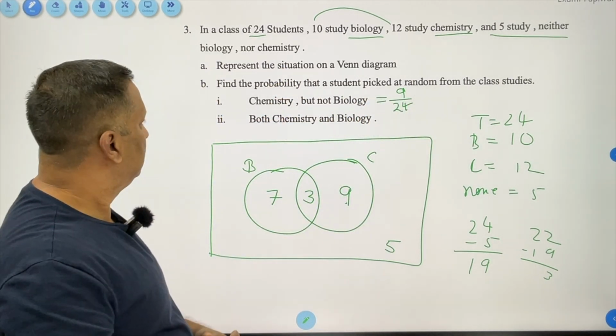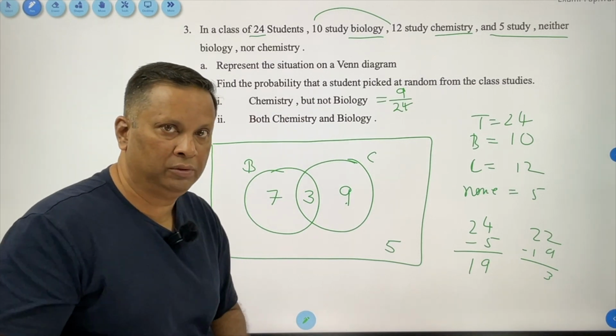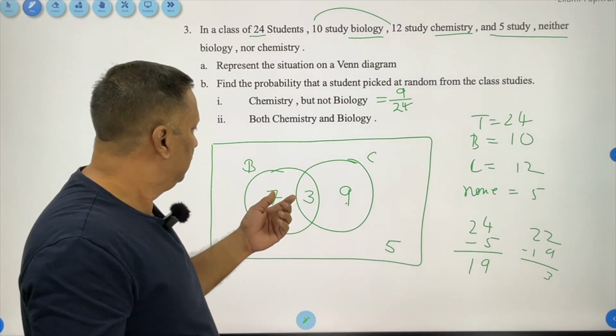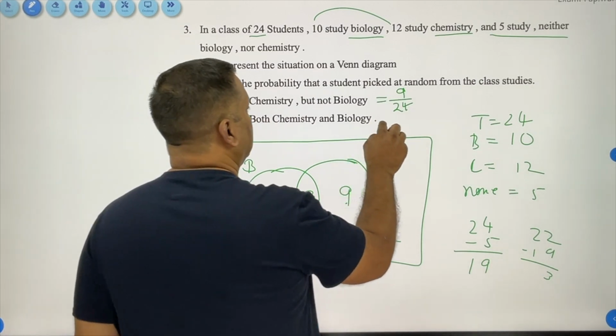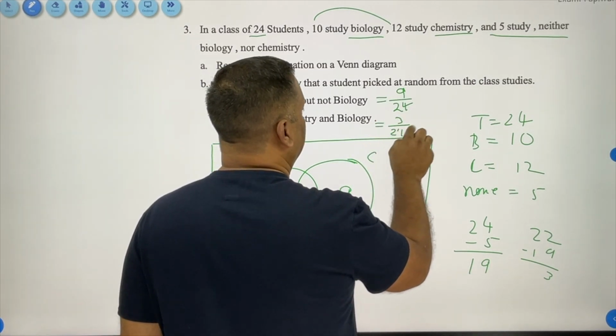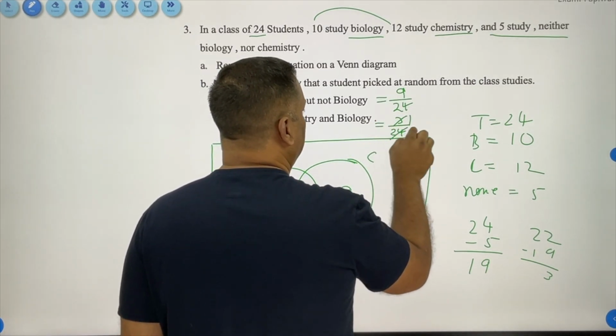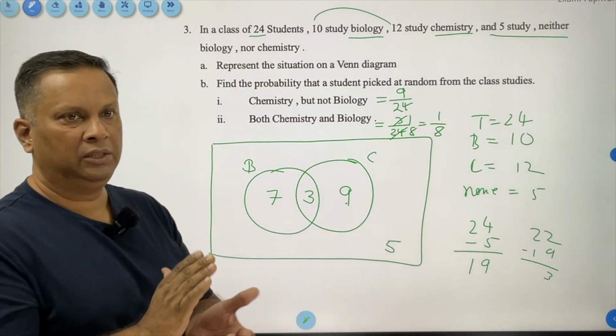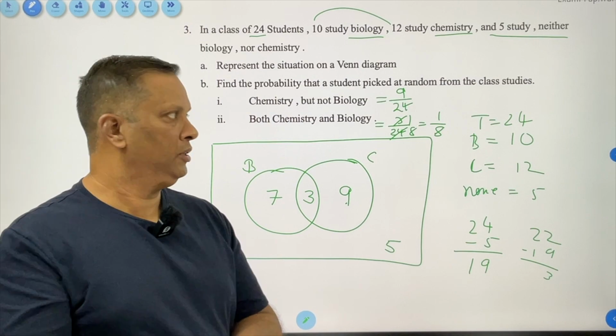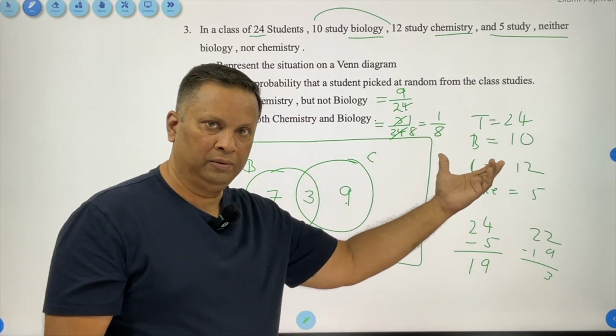Now, both chemistry and biology, it's very, very simple. 3 on 24. Both chemistry and biology. So it is 3 upon 24. Can be simplified? 1 upon 8. The answer is 3 upon 24. 8 3s are 24. So 1 upon 8.